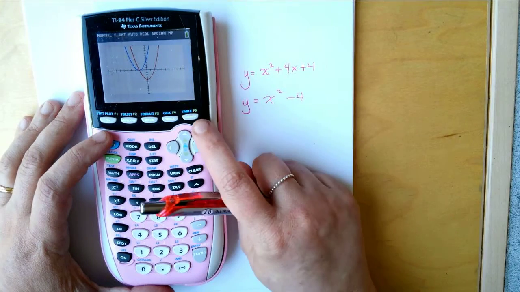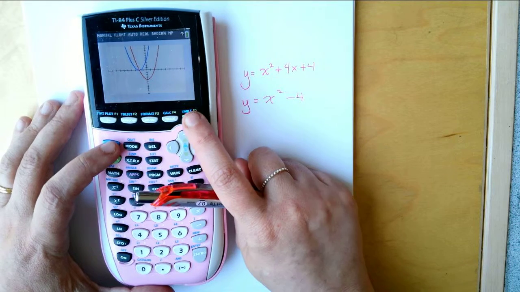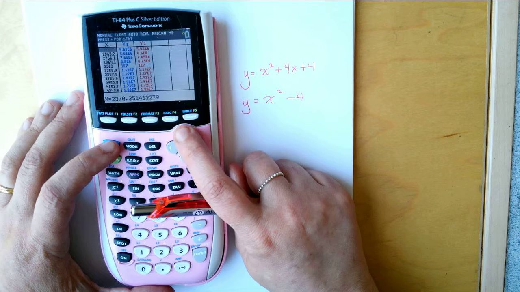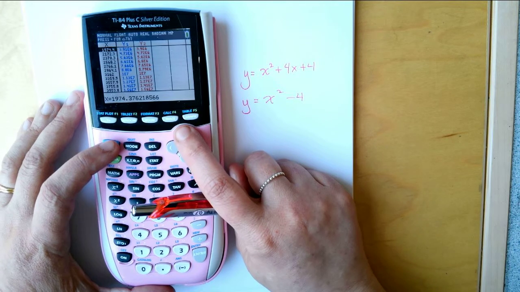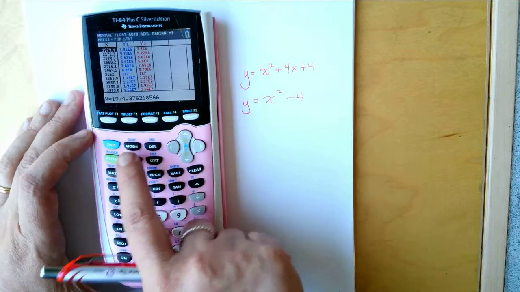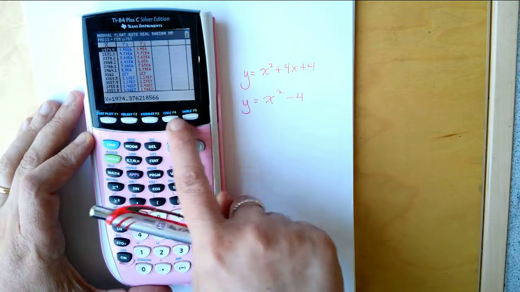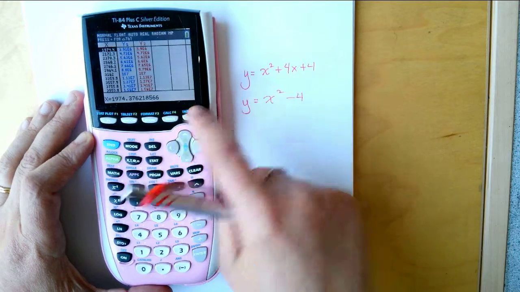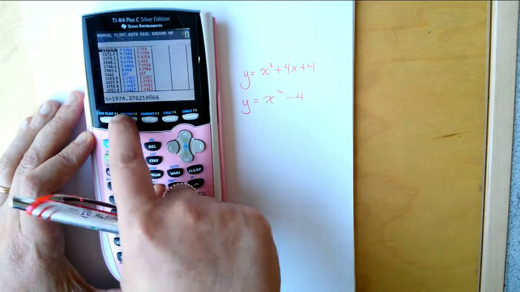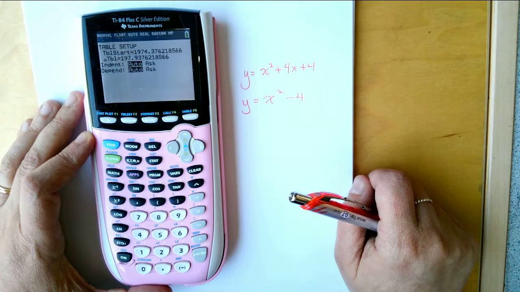So if you want a list of ordered pairs, you would go second table, and then I actually have this all the way down at some really big numbers here. So if I want to go to the table setup, remember again, these blue features are all controlled by second. So if I want the table setup, I'm going to go second window. That's taking me to the table setup.